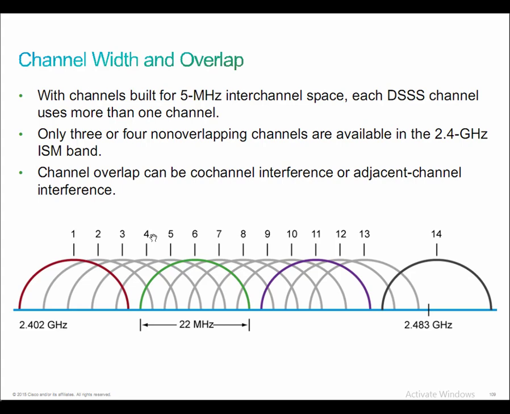Now, channel 14 can only be used in 802.11b networks. You're not going to see channel 14 in either 802.11g or n. When two access points use channels that are too close to each other, what do you think is going to happen? We're going to create what is called channel interference, overlapping channel interference, or co-channel interference.